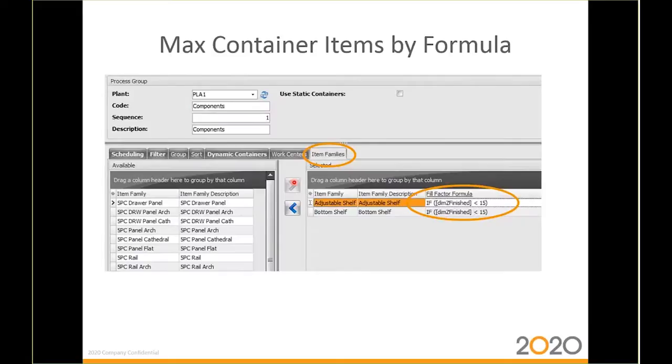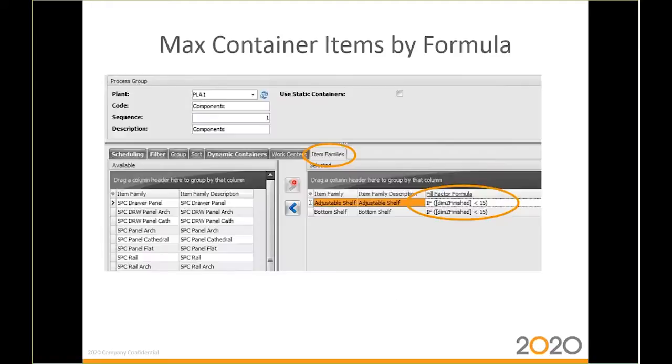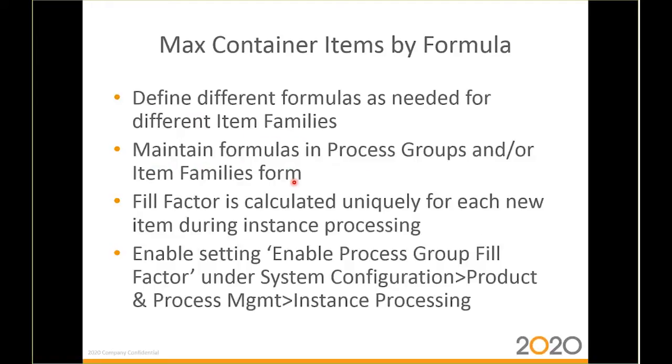So this factor value is calculated and saved during BOM processing on the order item instance. There is a setting that has to be enabled somewhere. I don't remember if I have it in here. Yeah, there's a setting under System Configuration, Product and Process Management, Instance Processing called Enable Process Group Fill Factor, and if you turn that on, any formulas that exist on those item families will be executed, and the factor value will be saved and referenced during work order creation.